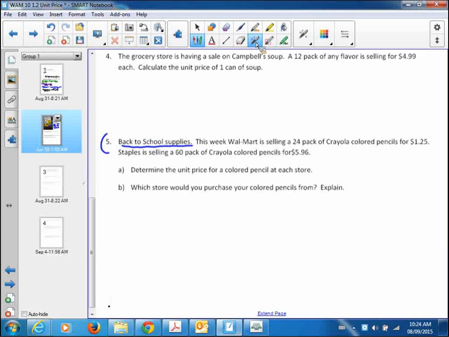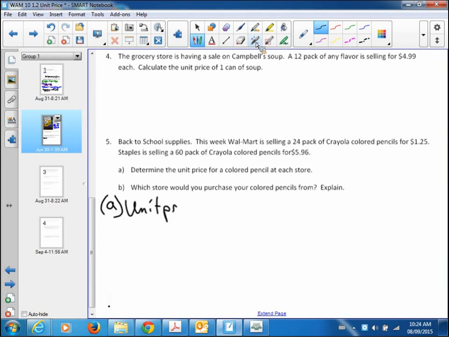This week, Walmart's selling 24-pack of Crayolas for $1.25. Staples is selling a 60-pack for $5.96. What's the unit price for each pencil at each store? A. Unit prices. Well, let's do our Walmart one first. And go with Walmart with green. 24 crayons for $1.25.